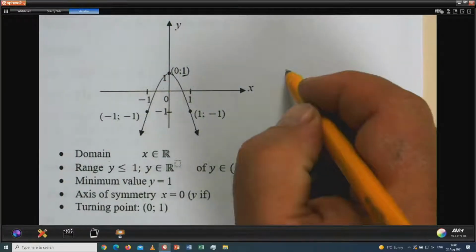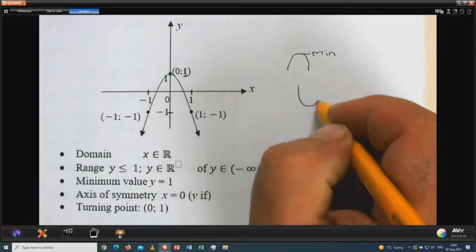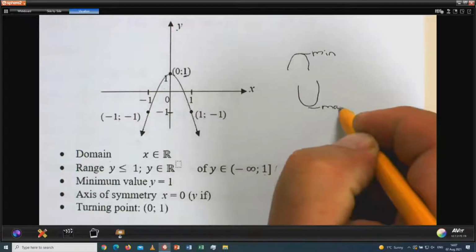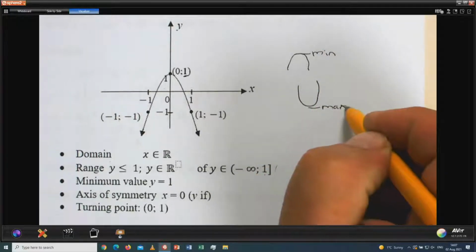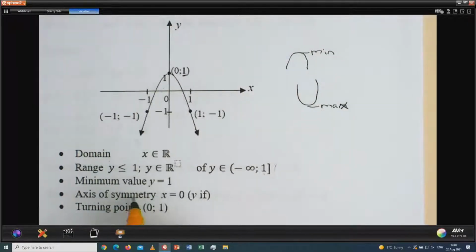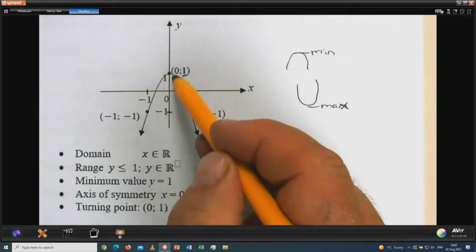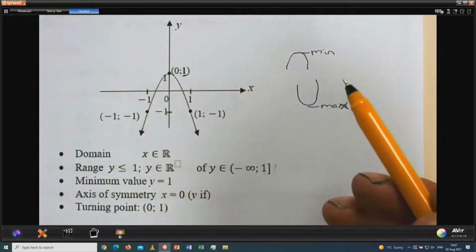Remember we said if the graph looks like this, it's a minimum, and if the graph looks like that, it's a maximum value. And the minimum and the maximum value is always the y-coordinate of the turning point. The axis of symmetry in this case is x equal to 0, or the y-axis, and we said the turning point was (0, 1).